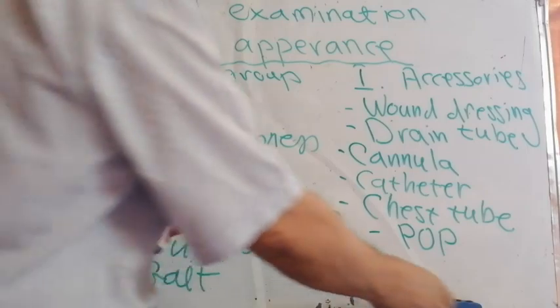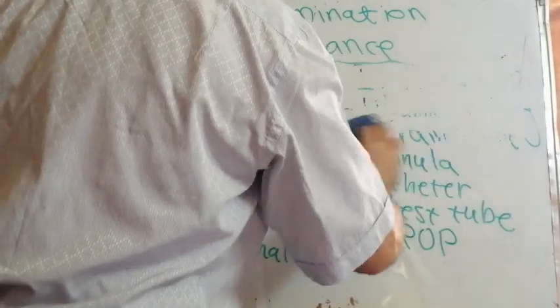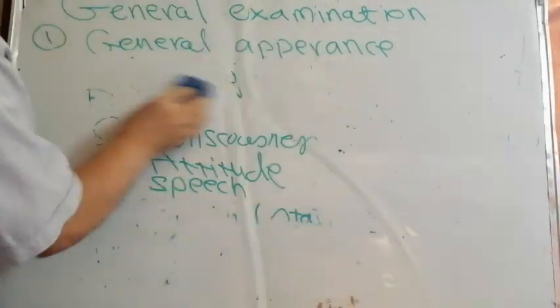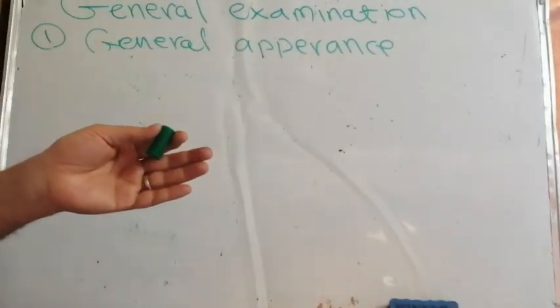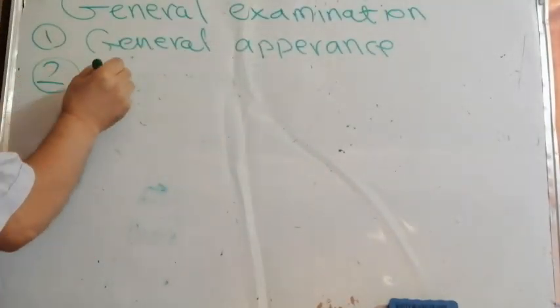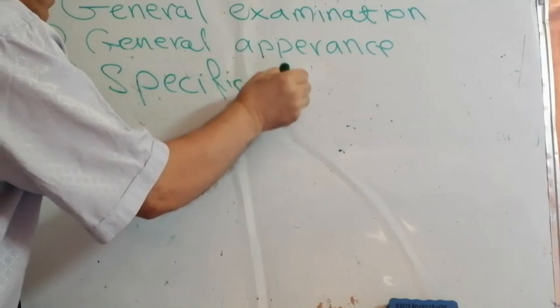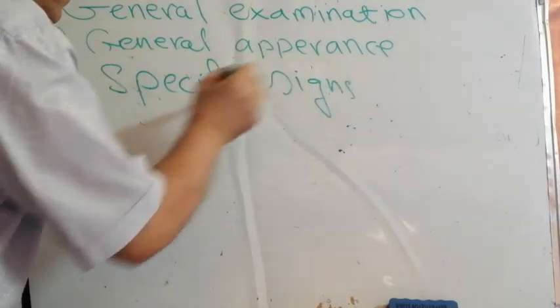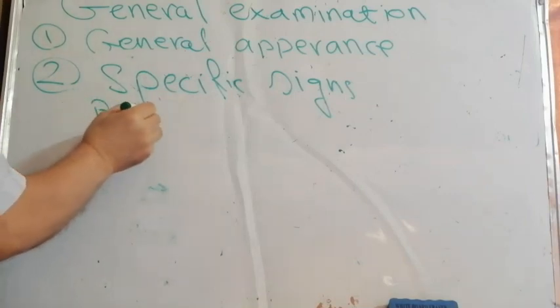The second, after you finish describing the general appearance, we have what is called the specific signs. What are these specific signs? A, anemia.